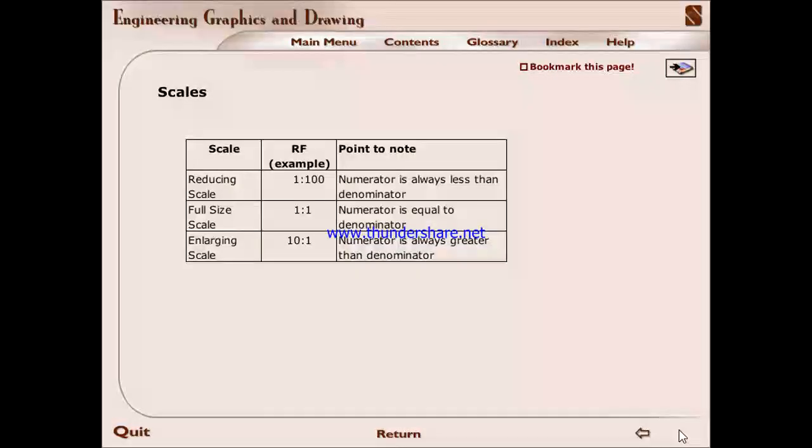Now next, scale RF. This table I will write. Reducing scale 1:100, the numerator is always less than the denominator. Full scale, RF is 1:1, the numerator is equal to the denominator. Enlarging scale 10:1, where the numerator is always greater than the denominator.